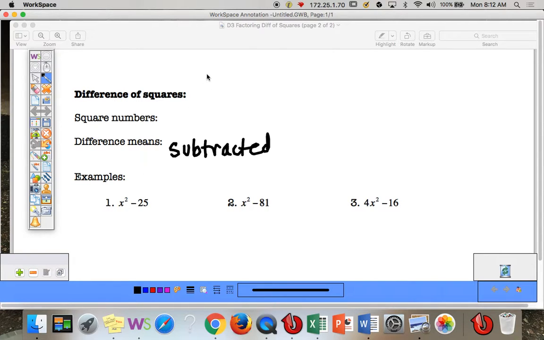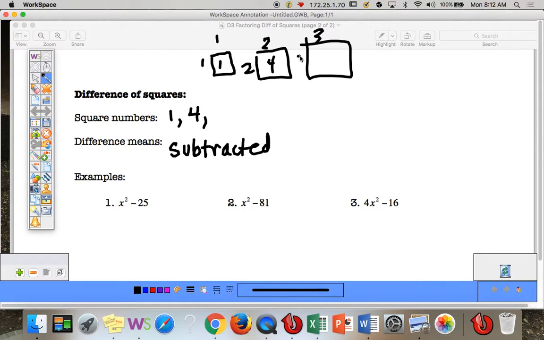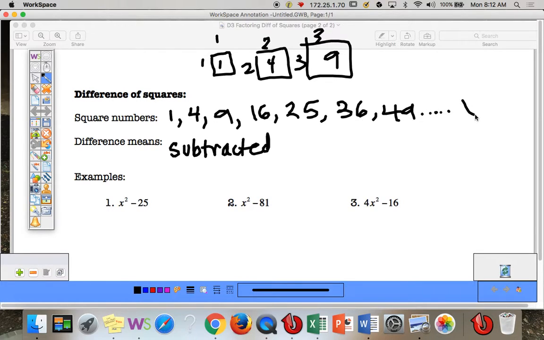So square numbers come from finding the area of a square. For example, a 1 by 1 square is 1. A 2 by 2 square is 4, so 4 is a square number. A 3 by 3 square is 9. 9 is a square number. 4 times 4 is 16. 5 times 5 is 25. 6 times 6 is 36. 7 times 7 is 49. All the way up to x squared, which is a square number. It comes from x times x.